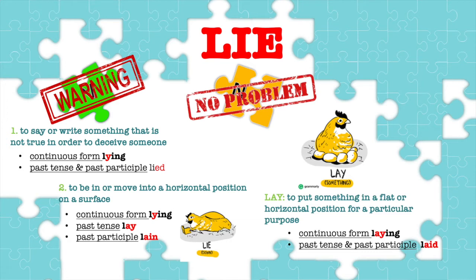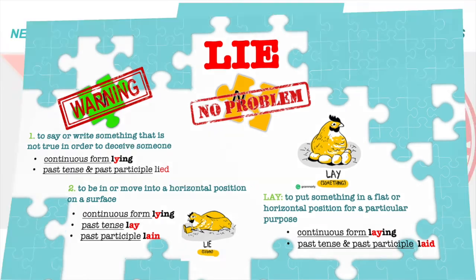So be careful with the difference between the verb lie and its two meanings, and then the verb lay, and the difference between lay as a past tense for the word lie and lay as a verb on its own with its own meaning and its own forms. All right? So this is the first thing that I wanted to explain as regards the word lie.